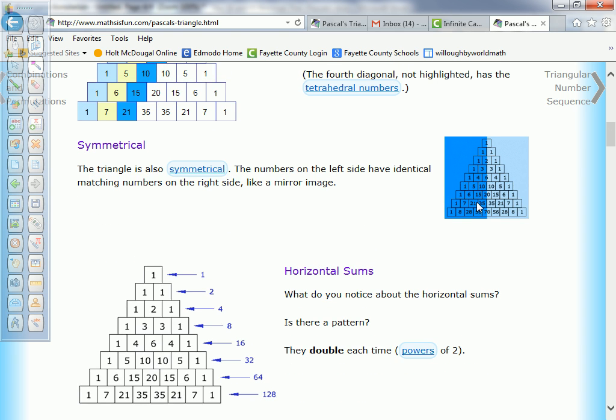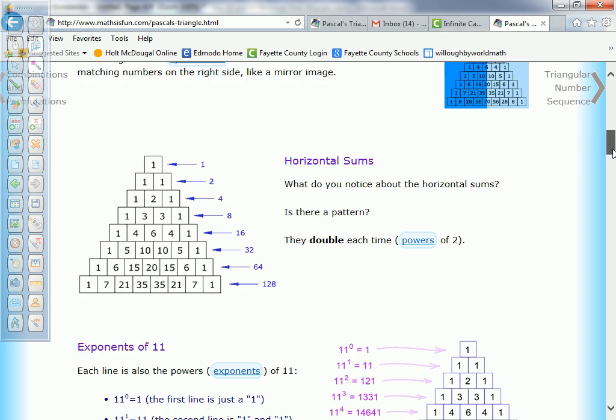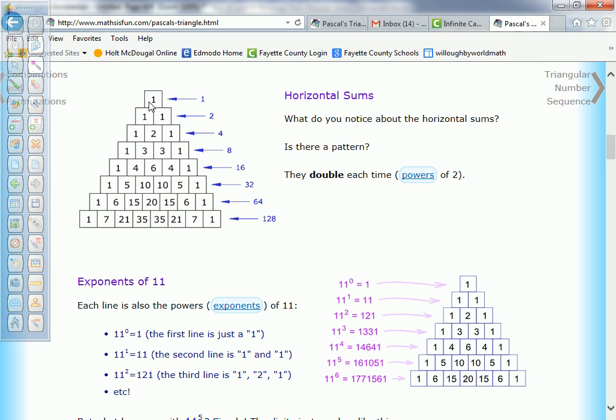Pascal's triangle is symmetrical. The left and right side are identical. Now here's something cool. If we did the rows and add up the sums, look at them: 1, 2, 4, 8, 16, 32, 64, 128. All of those are powers of 2.